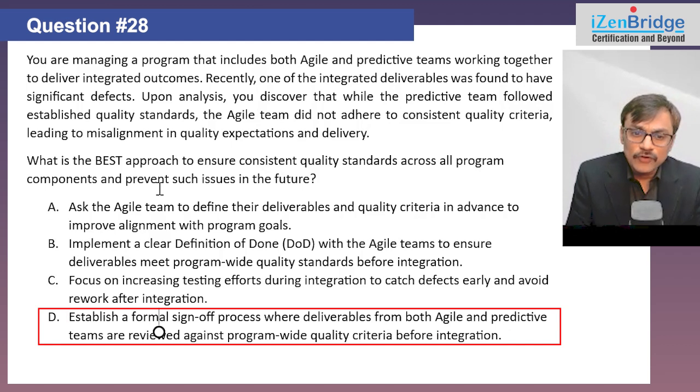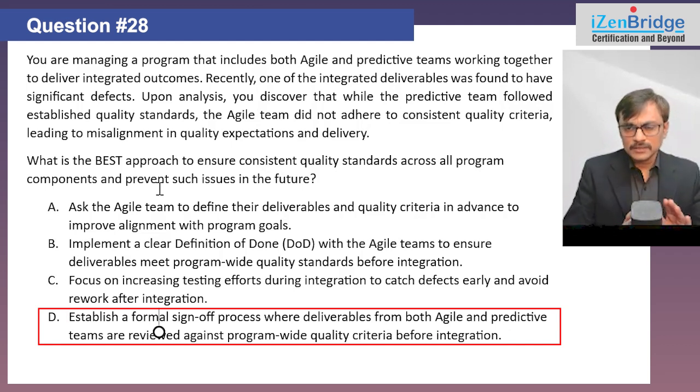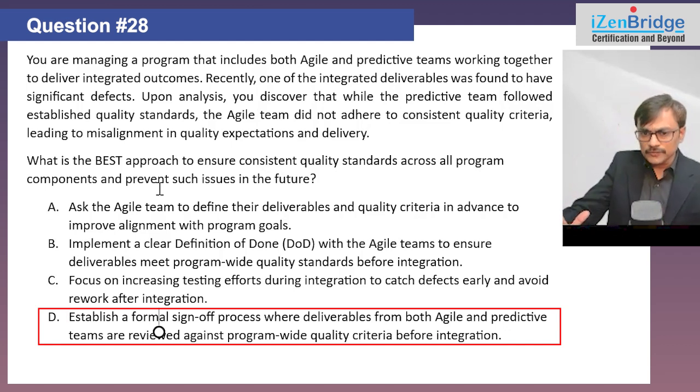Option D, establish a formal sign-off process where deliverables from both agile and predictive teams are reviewed against program-wide quality criteria before integration. Yeah, so possible, but that thing is called definition of done.